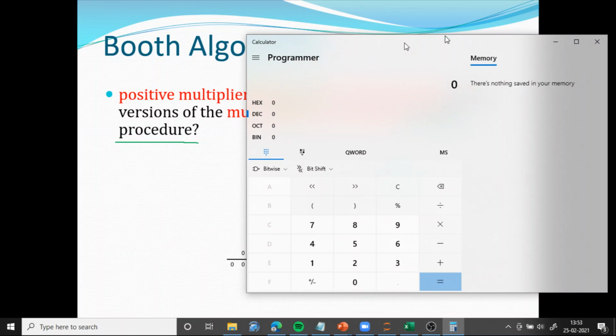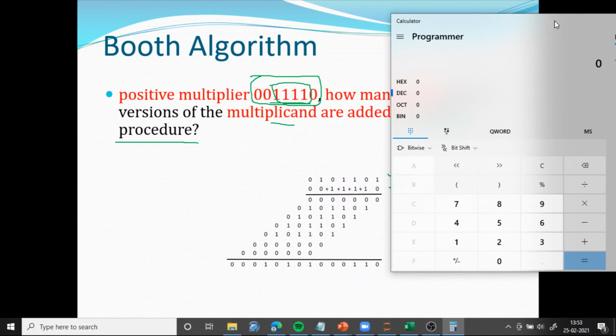So this is the programmer calculator I have opened. So what is the number? The multiplicand is 101101. Let me choose binary, 101101. So it is decimal 45. In decimal, that number is 45.